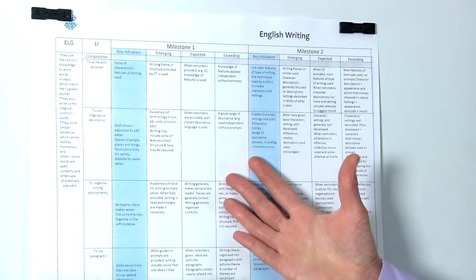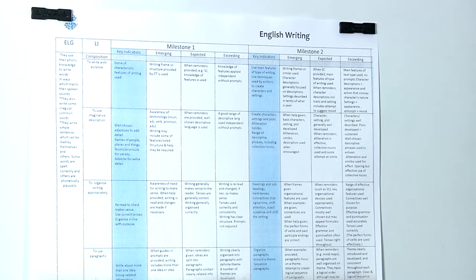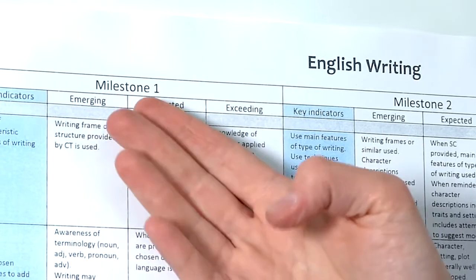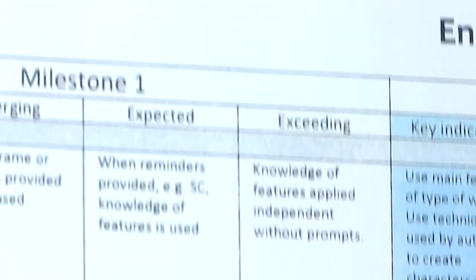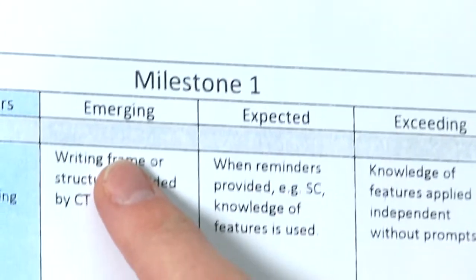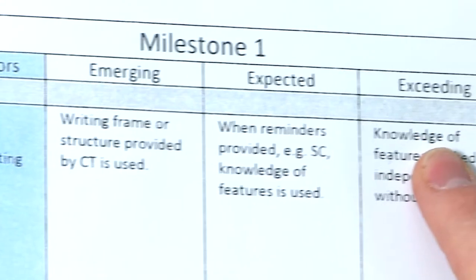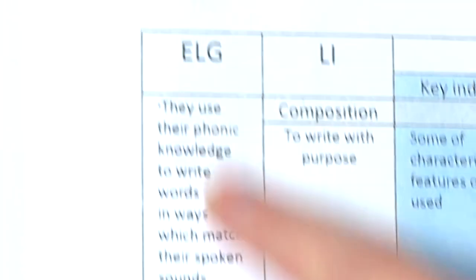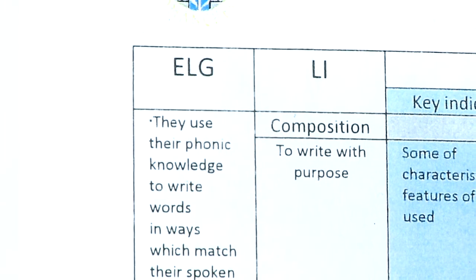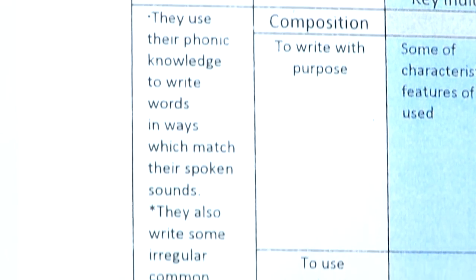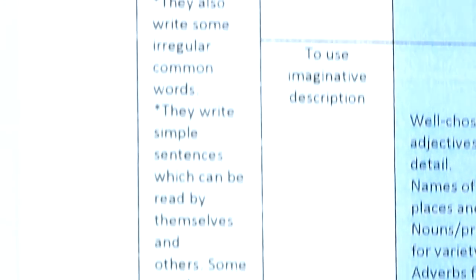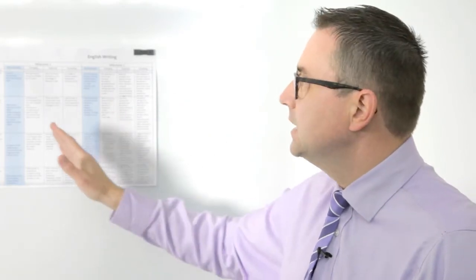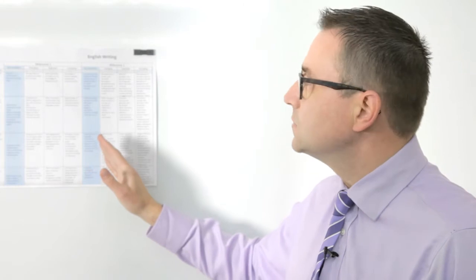So here is a copy of just part of our writing assessment grid. Instead of levels, our titles are milestones, milestone 1 and 2, and within each milestone we have the levels of emerging, expected and exceeding. They follow on from the foundation stage and the early learning goal that's at the side here. That's one thing key about this. We want it to be continuous from when the children walk into reception to when they leave in Year 6. We can follow the same system, dovetailing the reception and the rest of the school together.